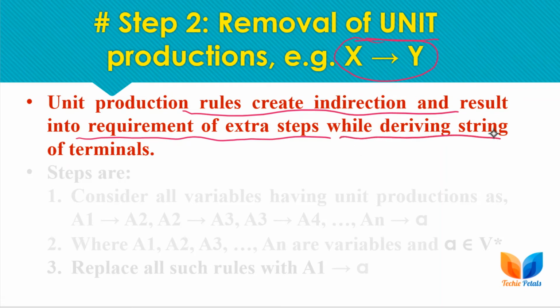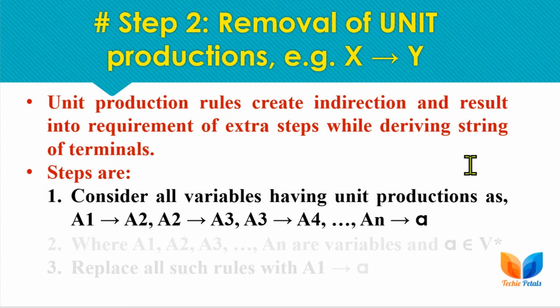While deriving any string of terminals, we need not follow such unit production derivations because they will lead to extra or unnecessary steps of the derivation. So the steps for the removal and detection of such unit productions are as follows: consider all the variables having unit production rules, as here we have A1 is rewritten by A2 and A2 is deriving A3, and in result A3 is further deriving A4 and A4 will be deriving A5 and so on, and in the last An is deriving alpha.